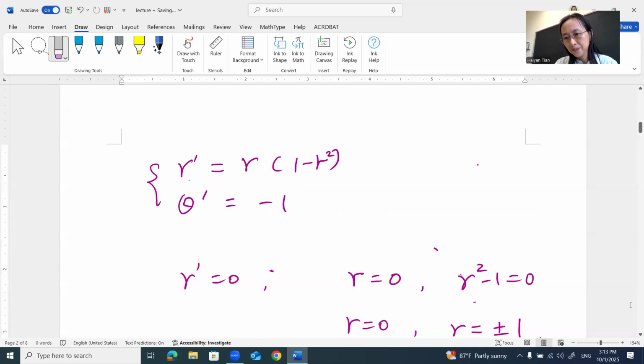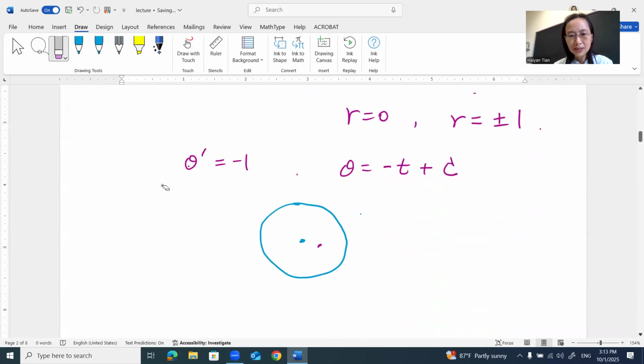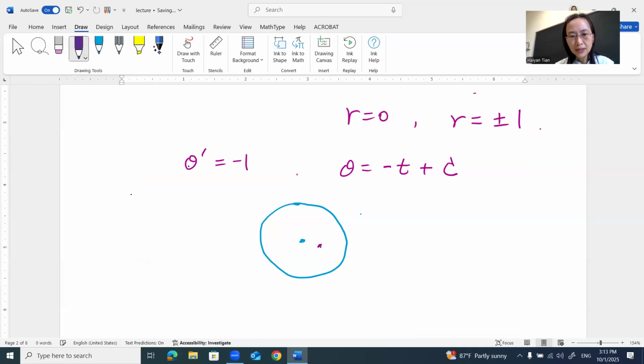So let's try to predict what happens. We're going to draw a curve inside this, and it will be clockwise because theta is decreasing, and also r is increasing. So r is getting bigger and bigger. That means approaching the limit cycle.